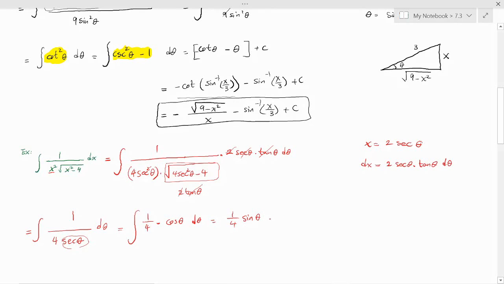Sorry, there is no d theta, plus c. Okay. Same issue that we had the last time. We need to draw this triangle to figure out what is theta, because we have to replace this sine theta. Okay, so I'll draw the triangle.